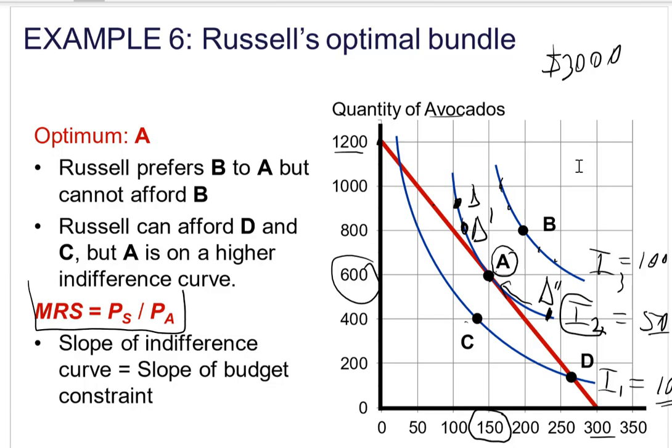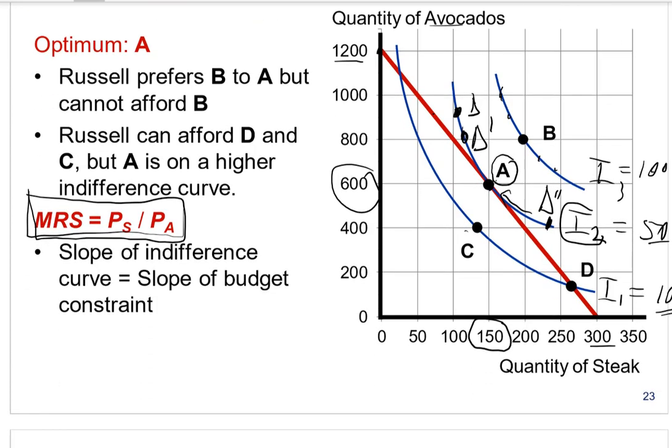MRS is equal to the price of steaks over the price of avocados. We can rewrite this equation slightly differently here. If I can scroll down a bit. Now, the marginal rate of substitution is basically equal to the marginal utility from consuming X, in this case steak, over the marginal utility from consuming an additional avocado. So when we equate these two, what we get is the price of S over the price of A.